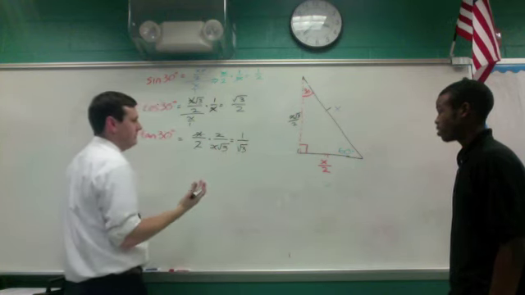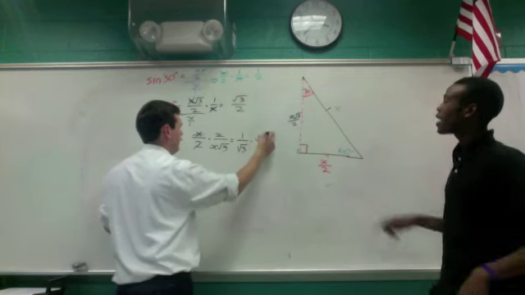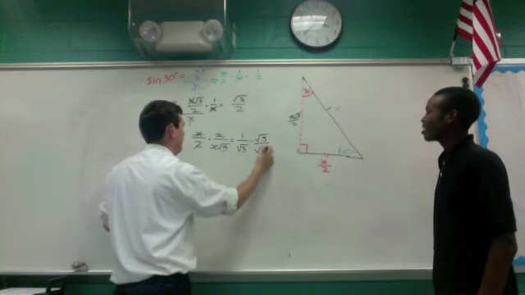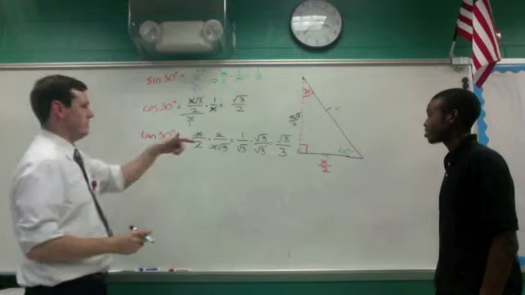But I can't leave that, can I? No. What do I have to do? Multiply it by root 3 over root 3, so that gives me root 3 over 3. So the tangent of 30 is root 3 over 3.